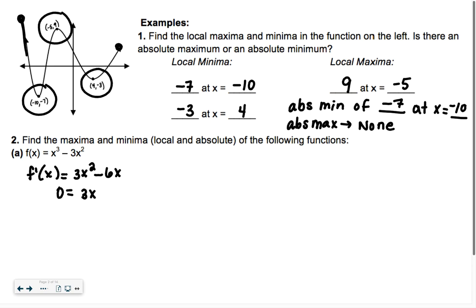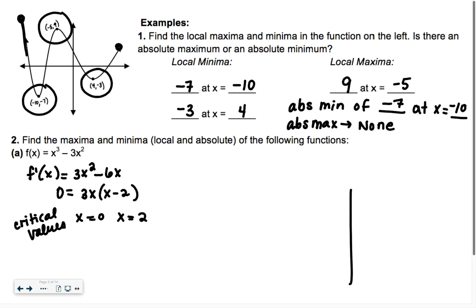And I'm going to pull out the common factor of 3x. So I get 2 locations, and we call these critical values. These are possibilities for maximums and minimums, okay? But they could be other things. It could be like the x cubed function, like I said before, where it tapers off to a slope of 0, but it's not a max or a min there, right? So that could be a critical value as well.